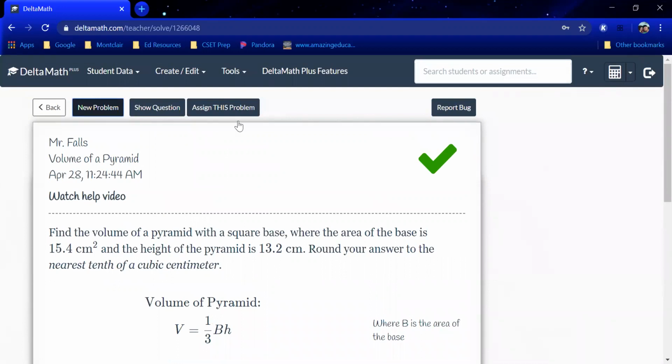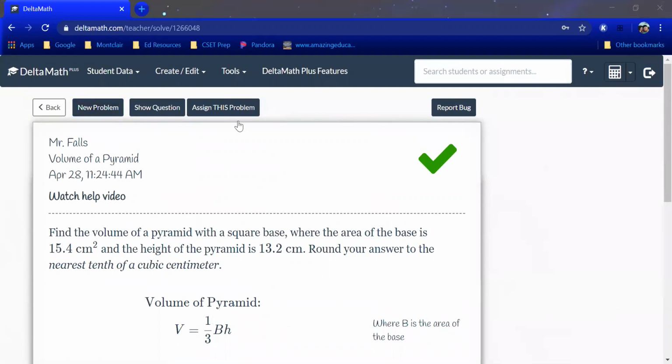Why don't you guys type in the chat if you want to see another volume of a pyramid? Tell me yes or no, because if you don't, we can just move on to the last one, since we did go a little long. We've already been in here for about 27 minutes. I don't want to keep you too long. So let me know, yes or no. Okay, let's do just one more real quick.